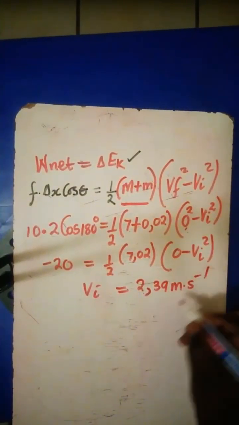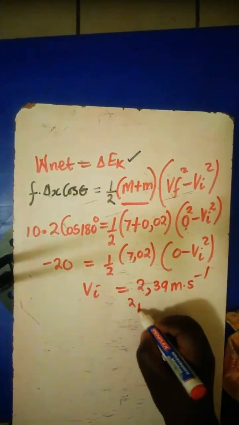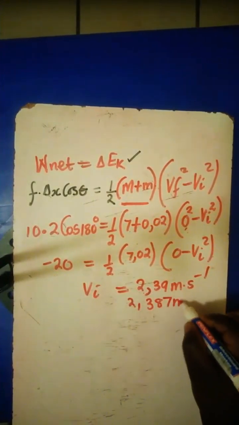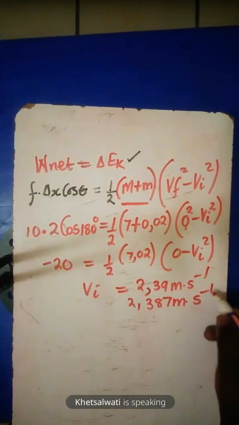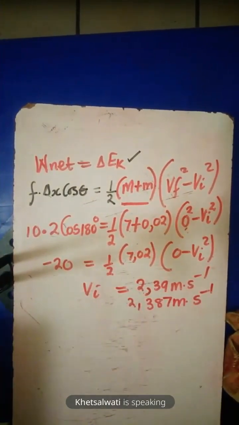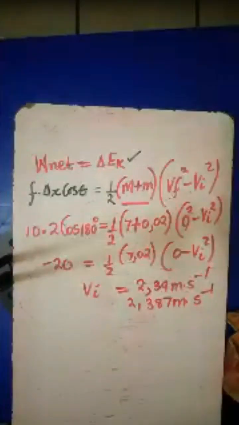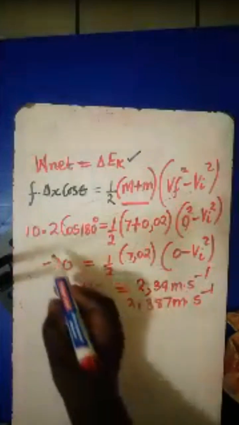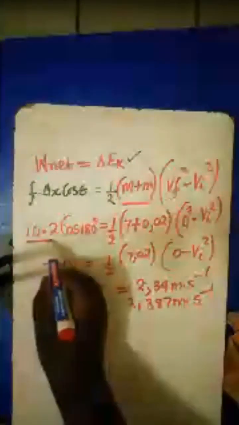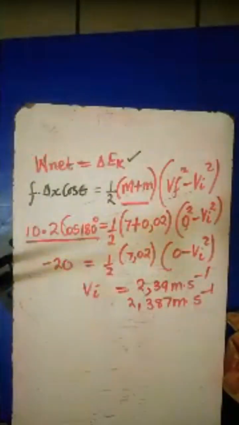But if you get 2.387, excellent, no problem. Whether 2.39 or 2.387. Okay. Where are we putting our marks? 1 mark is for the formula, colleagues. 1 mark if you say 10 times 2 times cos 180. I don't know how you put that one, but the moment you do that, you deserve 1 mark. The moment you do that, you deserve another 1 mark.